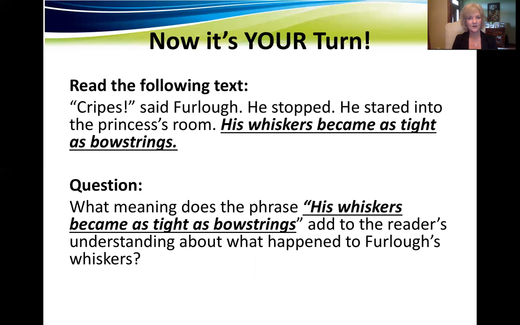"Cripes," said Furlough. He stopped. He stared into the princess's room. His whiskers became tight as bowstrings. What meaning does the phrase, his whiskers became as tight as bowstrings, add to the reader's understanding about what happened to Furlough's whiskers?